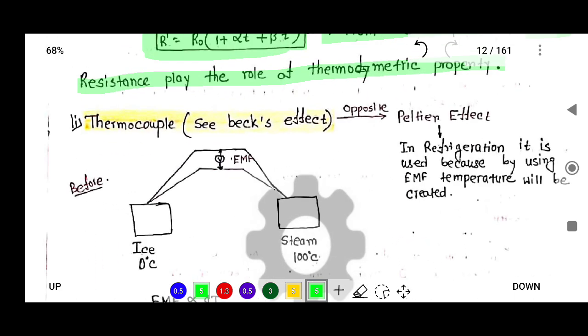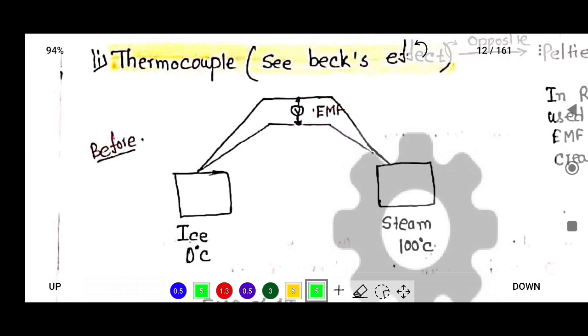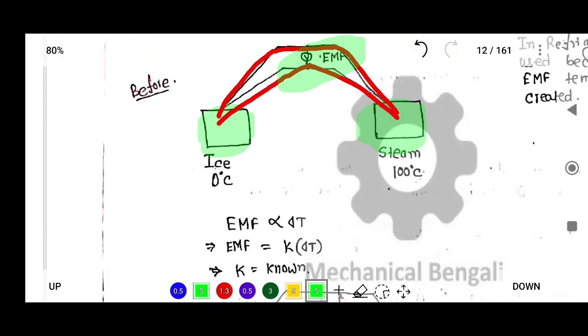Now there is a thermocouple, or Seebeck effect. Seebeck effect is that, suppose there is ice on one side, and on the other side there is steam, and two dissimilar metals are connected in this way. Due to this temperature difference, an EMF is generated between these two metals. This EMF is directly proportional to the temperature difference.